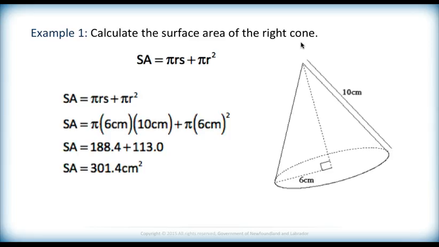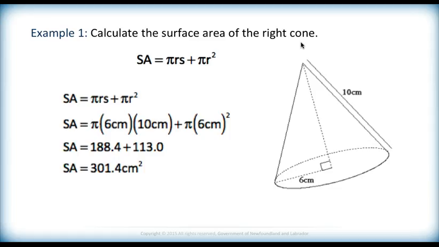So if we go back to our formula, for our lateral area pi r s, it'll be pi times your radius of 6 centimeters times your slant height of 10 centimeters, plus the surface area of the circular base. And the circular base is pi times your radius of 6 squared. Once you work out pi times 6 times 10, you will get 188.4. Pi times 6 squared will give us 113.0. The sum will give us 301.4 centimeters squared.